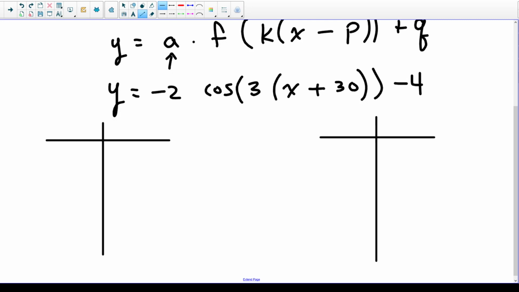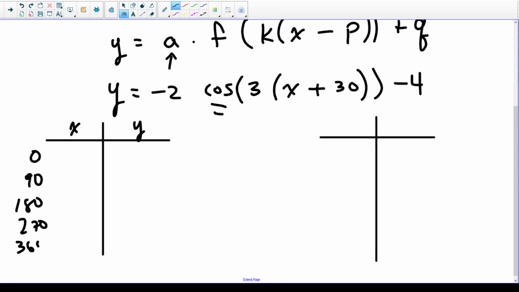Okay? So the first thing I want you to look at is, what is the parent function? The parent function is cosine. We need to write the x and y values that we're going to use to draw our cosine graph. So our key points are 0, 90, 180, 270, and 360 for the x values. And notice I left some room here, because there are x transformations that we're going to have to deal with.